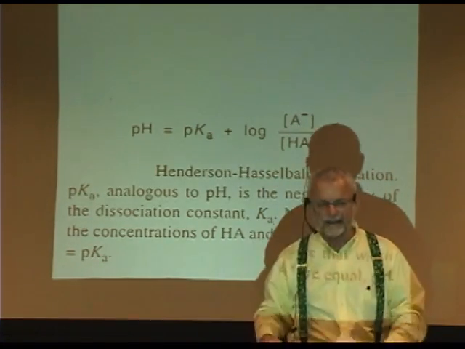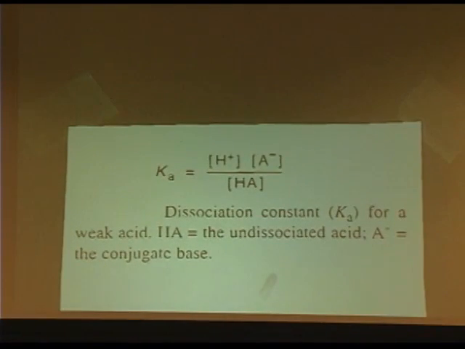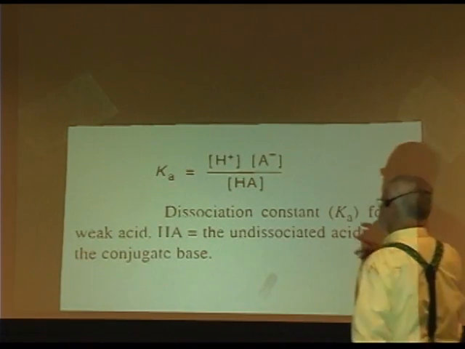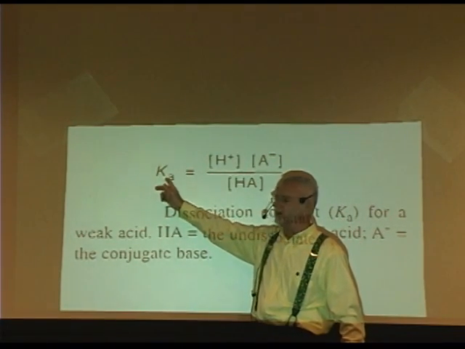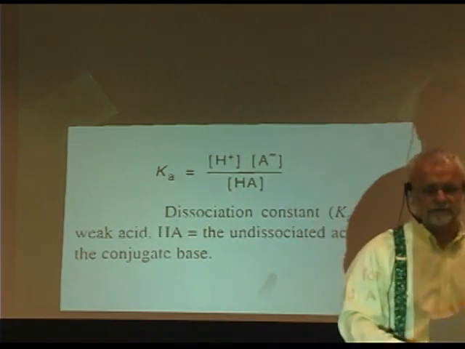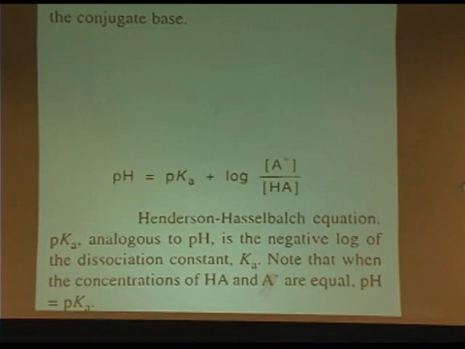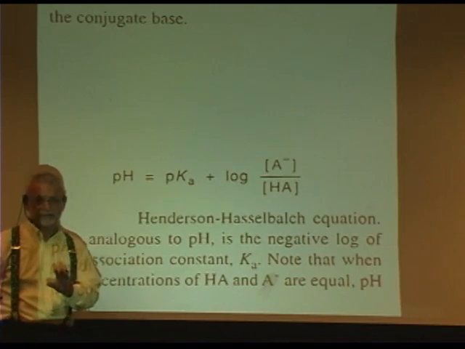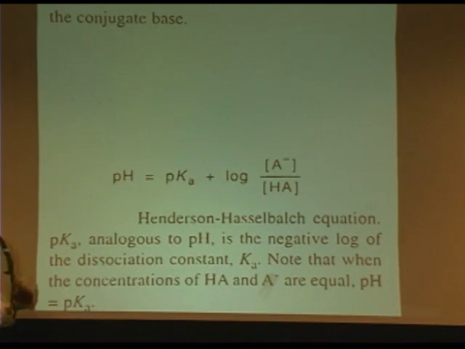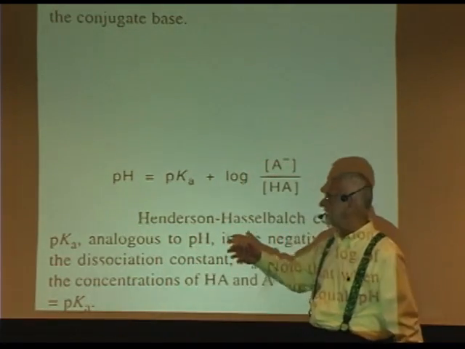What's the pKa? Remember this equation here? Just like the pH was the negative log of the hydrogen ion concentration, the pKa is the negative log of the dissociation constant for the acid. We're going to get back to this on a number of occasions. In this lecture, we're going to spend some time talking about this equation and how it applies to carbonic acid.